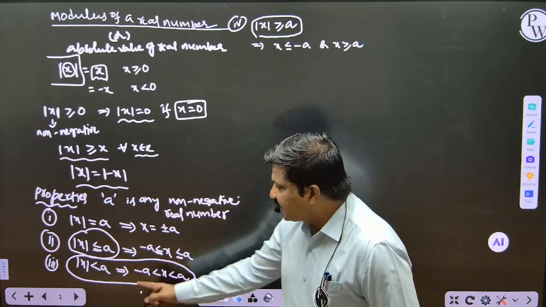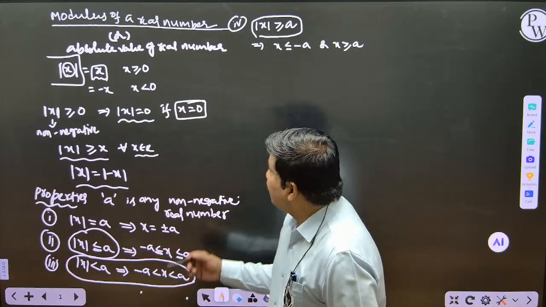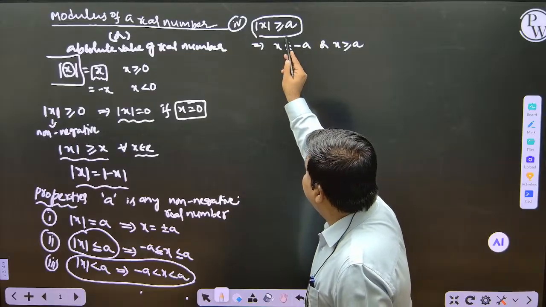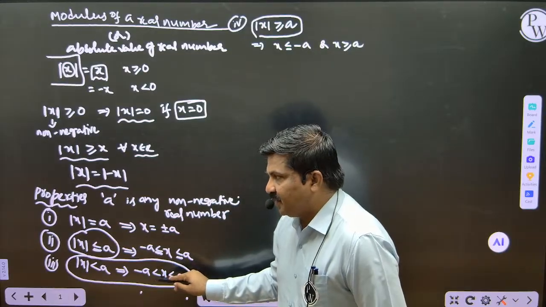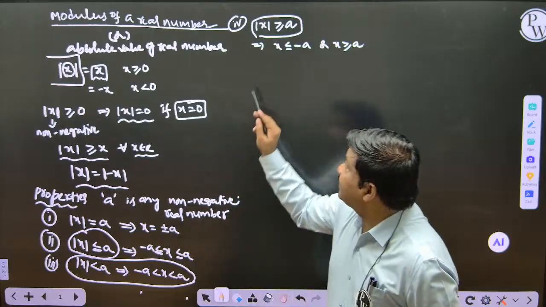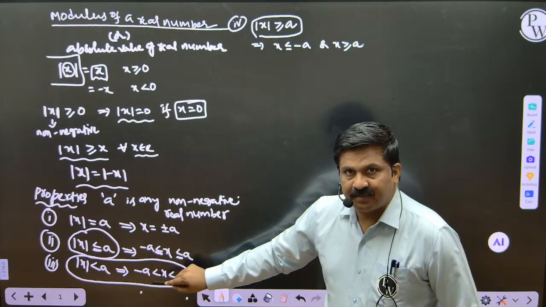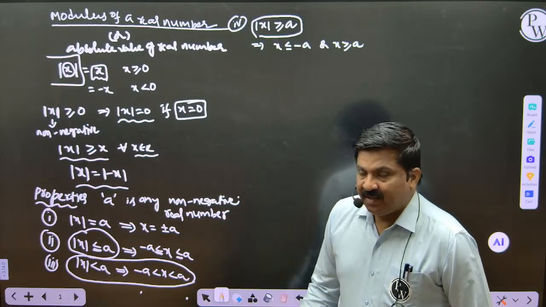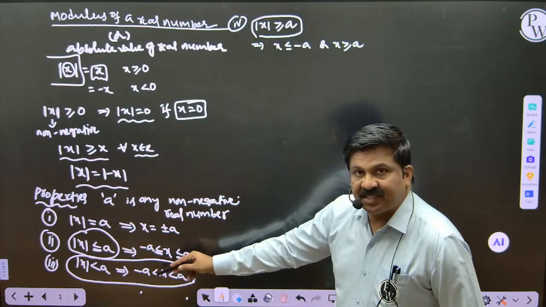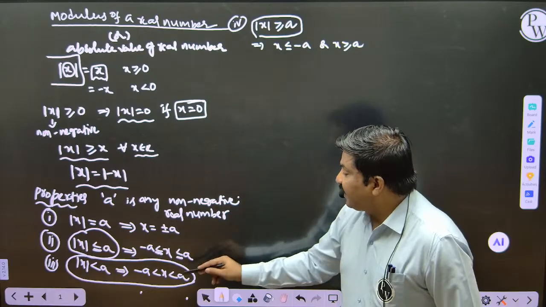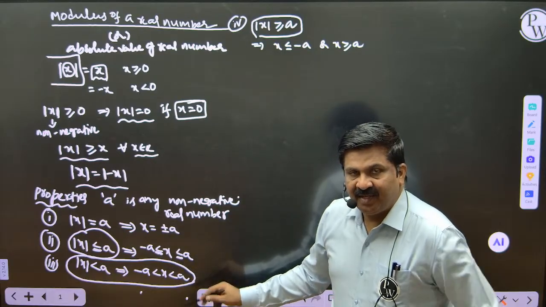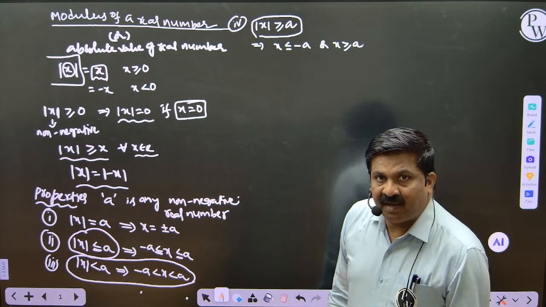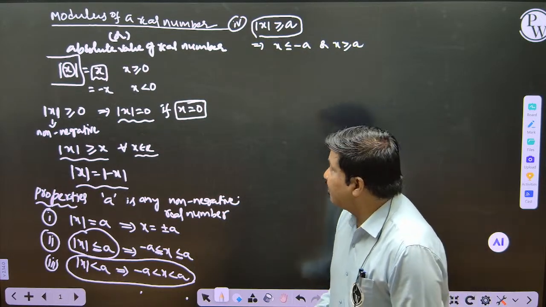The third one is mod x less than A. But this fourth one is what? Mod x greater than or equal to A. That means it is a complement of this one, or not? How? It lies between minus A to A. So this is a complement of this one, which means it never lies between minus A and A. That means it is less than or equal to minus A or greater than or equal to plus A.